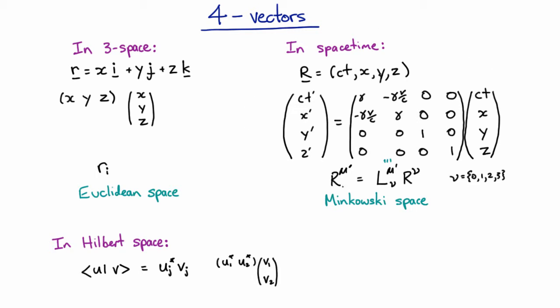What do we have to do to get the inner product for Minkowski space? Is it as simple as the Euclidean space one? Is it just take all these numbers and arrange them in a row?